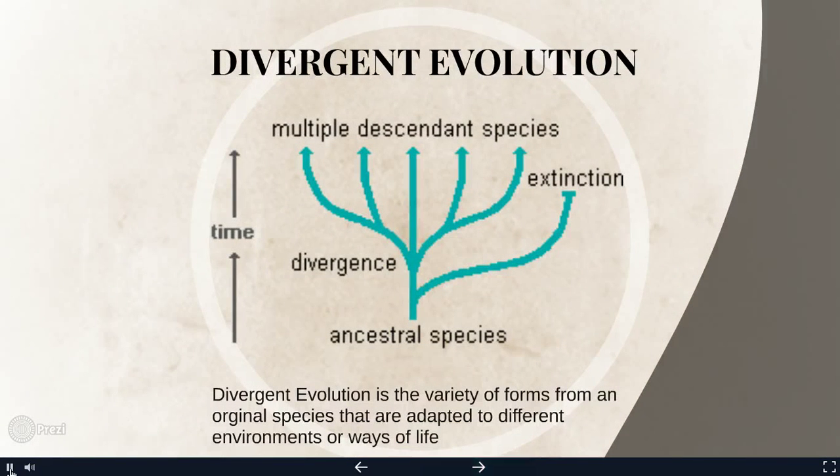Divergent evolution is where initially similar populations accumulate differences over evolutionary time and so become increasingly distinct from each other. This results in a variety of forms that all branch from an original species that are adapted to different environments.